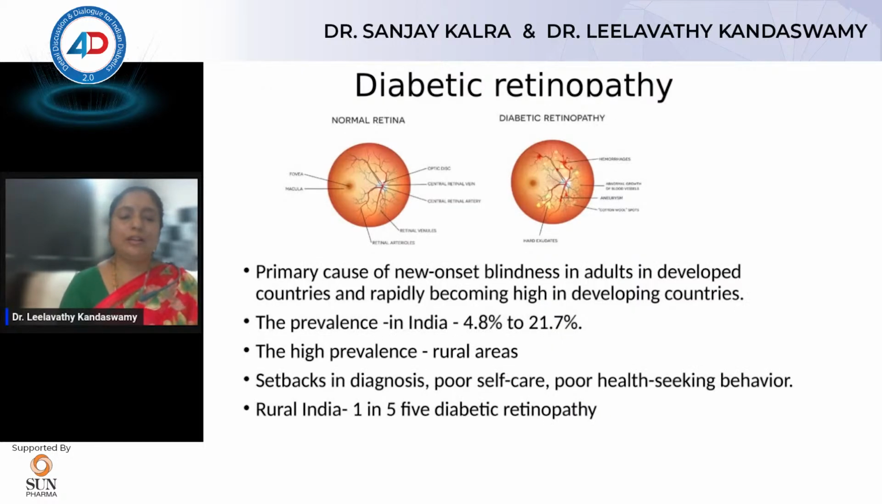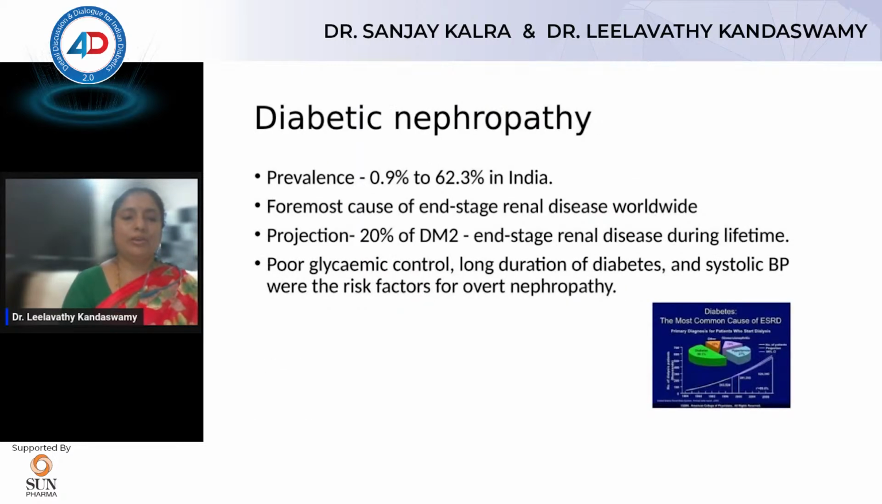Diabetic retinopathy is a microvascular complication, the primary cause of new onset blindness in adults. The prevalence is between 4.8 to 21.7%, and higher in rural areas. This is because the diagnosis itself is delayed, and when they get diagnosed, self-care is very poor, given their knowledge and their economic status. In rural India, 1 in 5 diabetic patients have retinopathy.